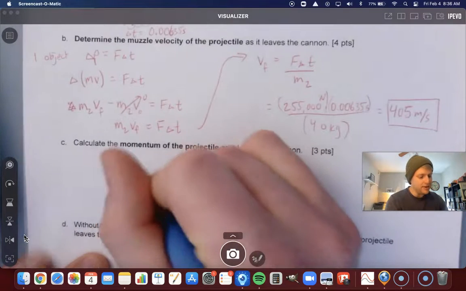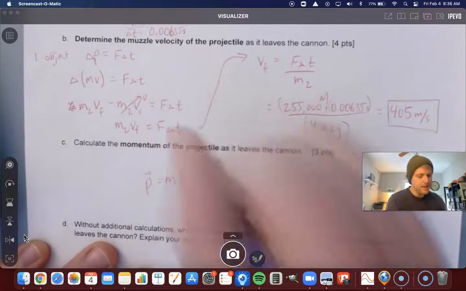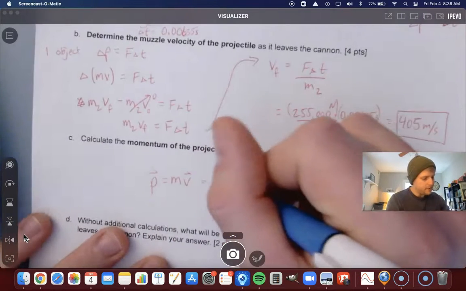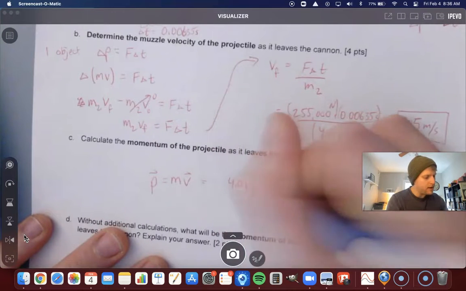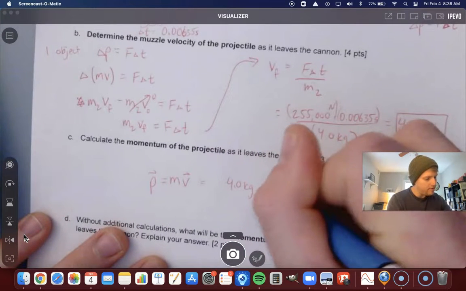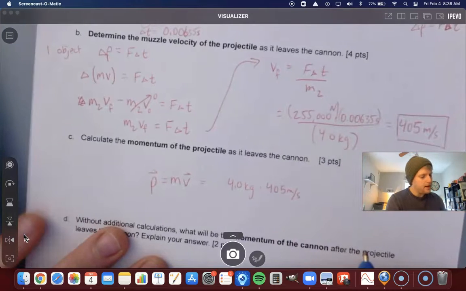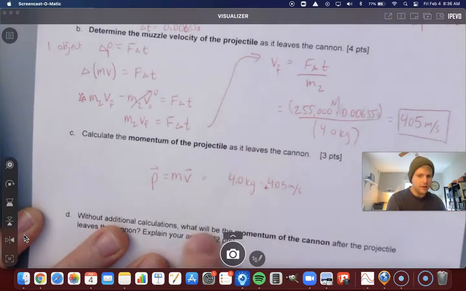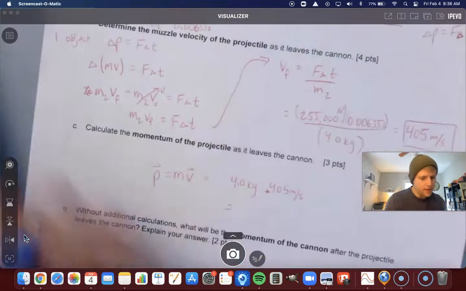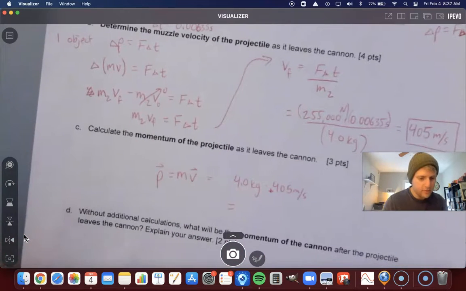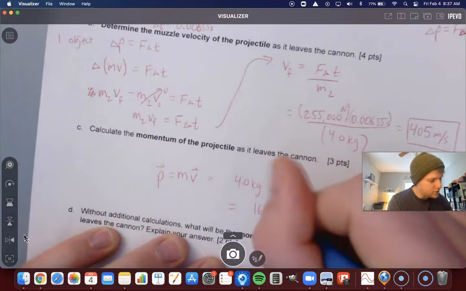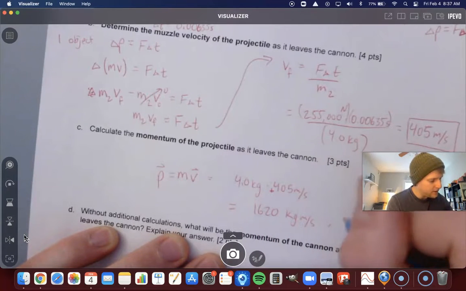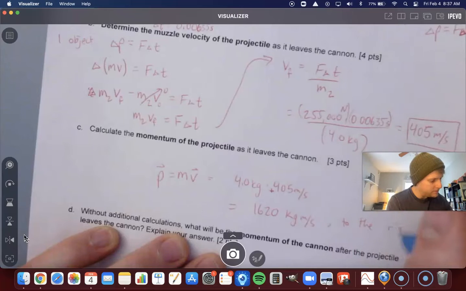But that's really easy. Momentum is just p equals mv. So it'll be 4.0 kilograms times 405 meters per second. Now, to deal with the vector here, we'll say that this is a positive velocity. It's moving off to the right-hand side. We can plug that into our calculator. 405 times 4 is 1620, and that's kilogram meters per second. And I'm going to say to the right.